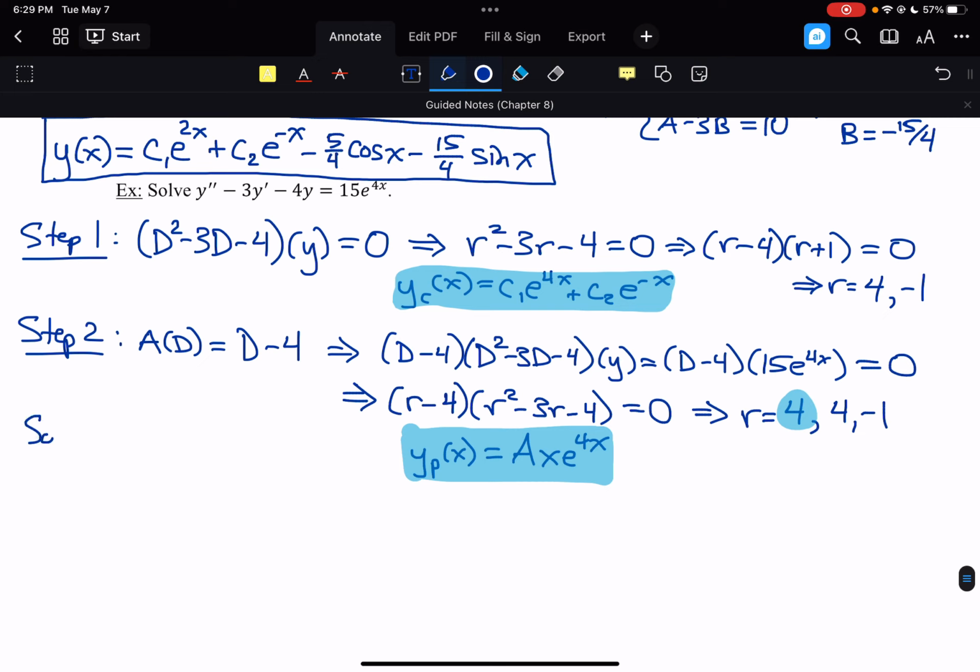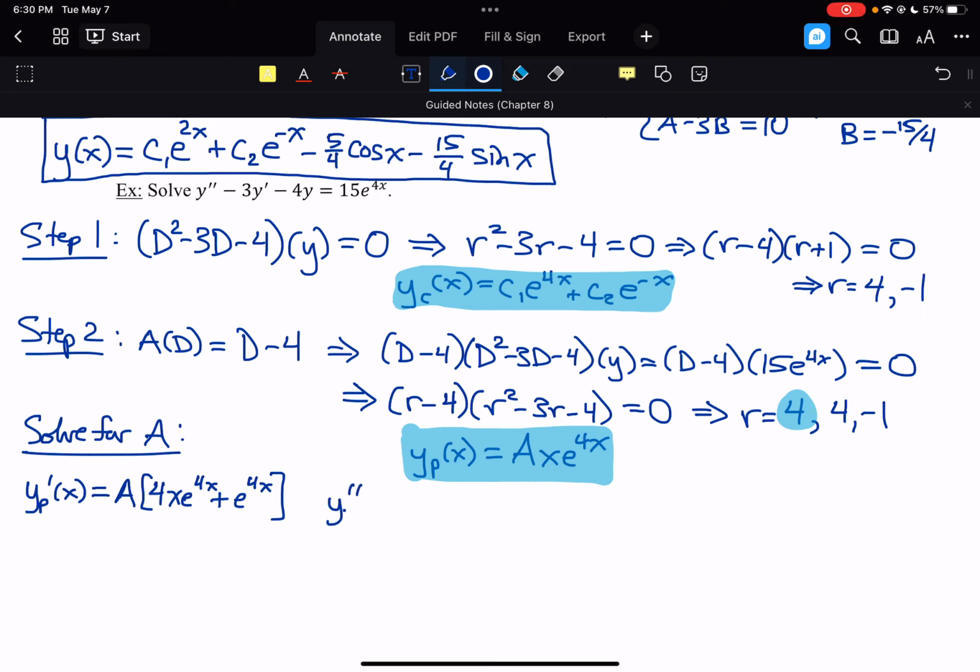And then solve for a. So we need the first and second derivatives of this. So yp prime of x is a product, so we do need to use the product rule. The a can stay out in front, but we're left with 4x e to the 4x plus e to the 4x.